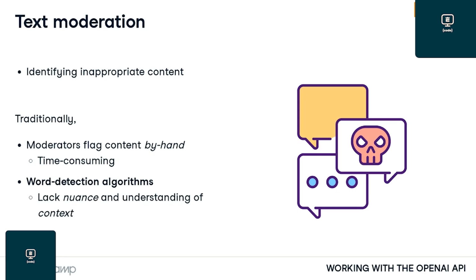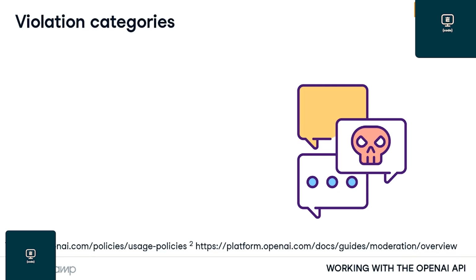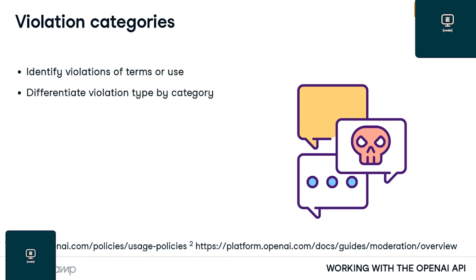To prevent the misuse of their own models, OpenAI have developed moderation models to flag content that breaches their usage policies. The OpenAI moderation models can not only detect violations of their terms of use, but also differentiate the type of violation across different categories, including violence and hate speech.